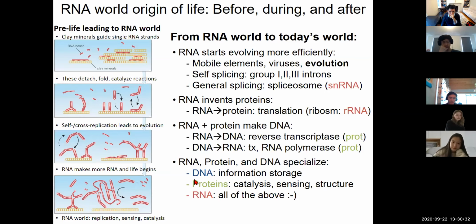Okay, so again, you can read a ton more about RNA world. It's a super, super cool period of our ancestors. So we have 144710.